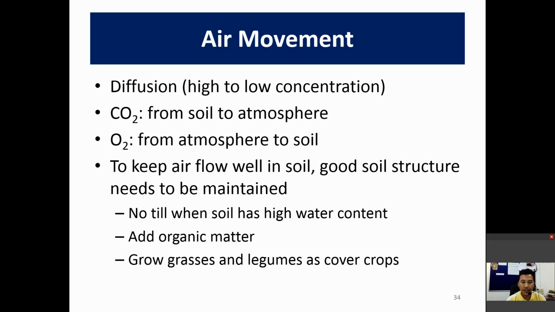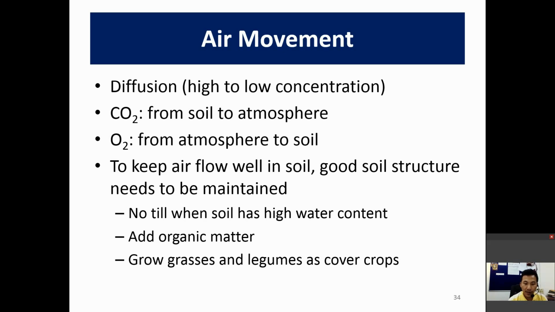So don't till when soil has a high water content, because that will destroy the soil structure and eventually you get compaction, and air cannot flow very well into the soil system. Add more organic matter or crop residue back to the soil system, so that you can increase the total volume of the soil that is air, a part of the volume of the soil system, and that way you can get a lower bulk density.